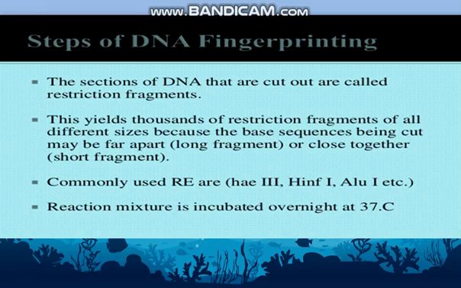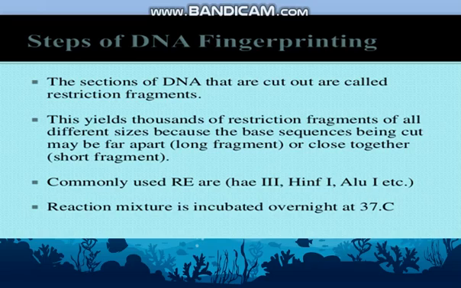So the commonly used restriction enzymes are HaeIII, HinfI, AluI, etc. So these are the names of the restriction enzymes. And the reaction mixture is incubated overnight at 37 degrees centigrade. So to cut the DNA into fragments, these restriction enzymes are put in the DNA, and the reaction mixture is incubated overnight at 37 degrees centigrade.